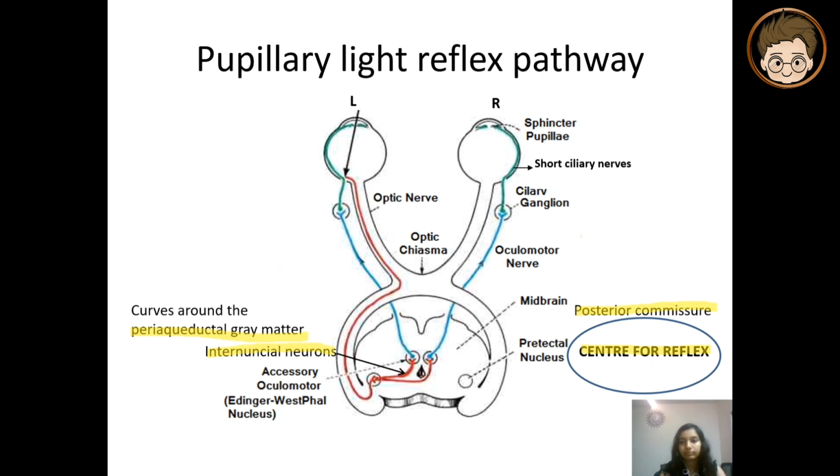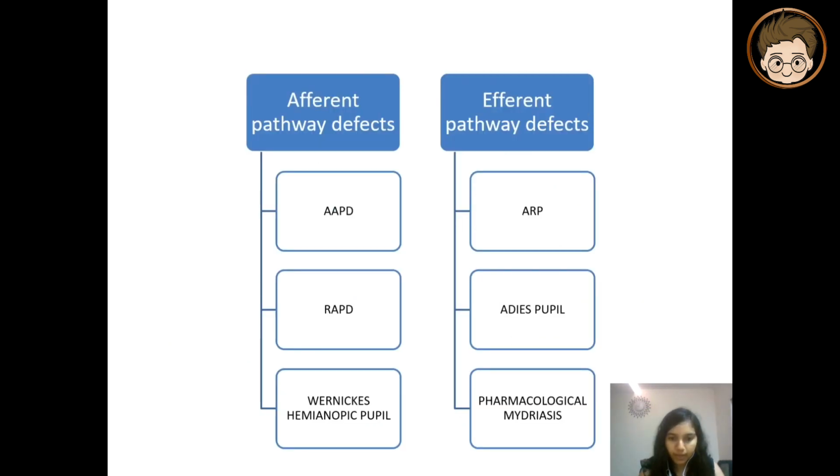Moving on to the abnormalities, we can basically classify them into two types: afferent pathway defects and efferent pathway defects. Afferent pathway defects consist of AAPD, RAPD, as well as Wernicke's hemianopic pupil. Efferent defects consist of ARP, Adie's pupil, as well as pharmacological mydriasis.